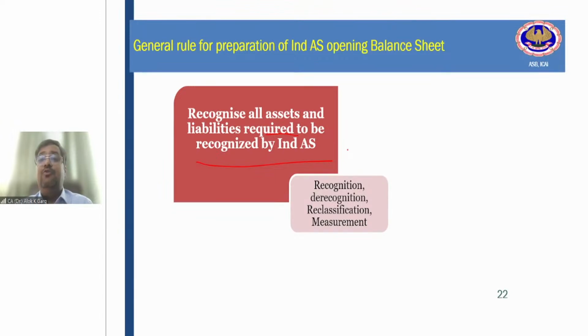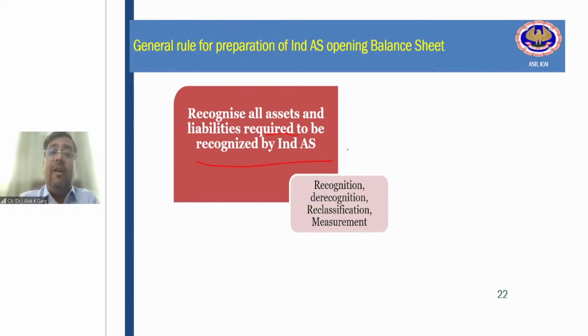And since you have recognized an asset, there will be a difference between the tax base and book base, because the tax will not recognize such an asset. So you will recognize a deferred tax liability also. For example, the tax rate is 30%. What will be the deferred tax liability entry? Retained earnings debit 30 rupees, to deferred tax liability 30 rupees.